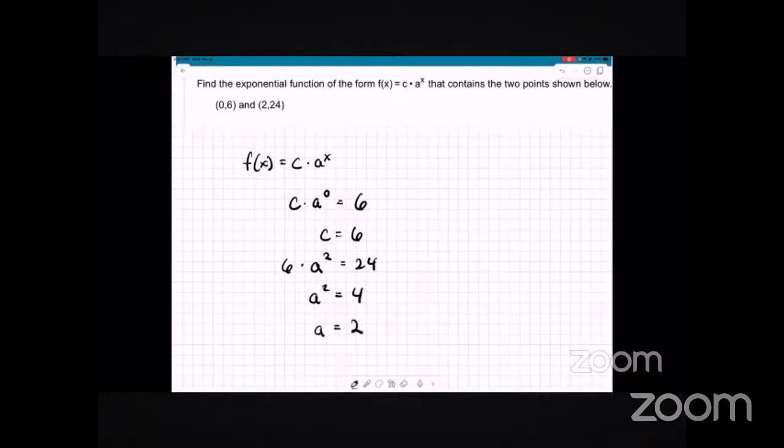So if we put all this together, our function, our c is 6 times our a is 2 to the power of x. That looks good.